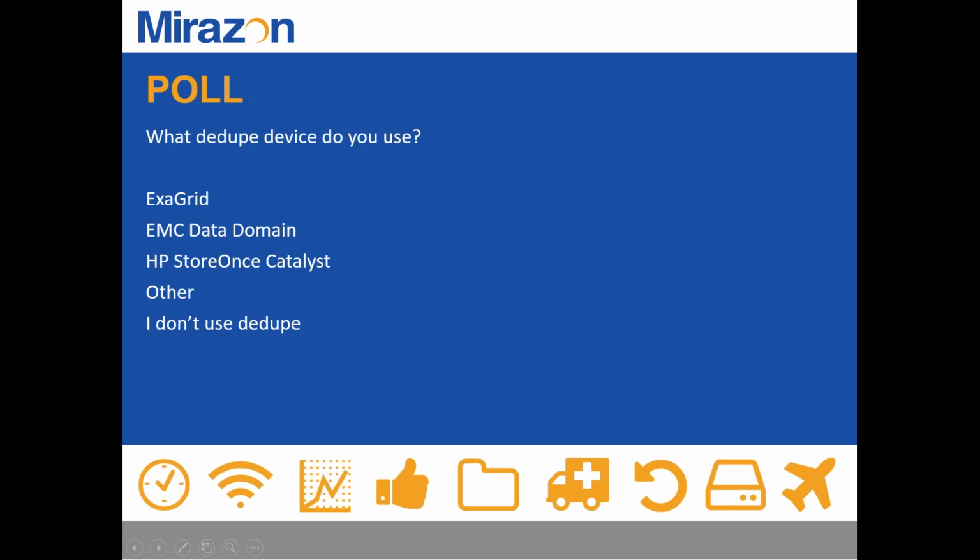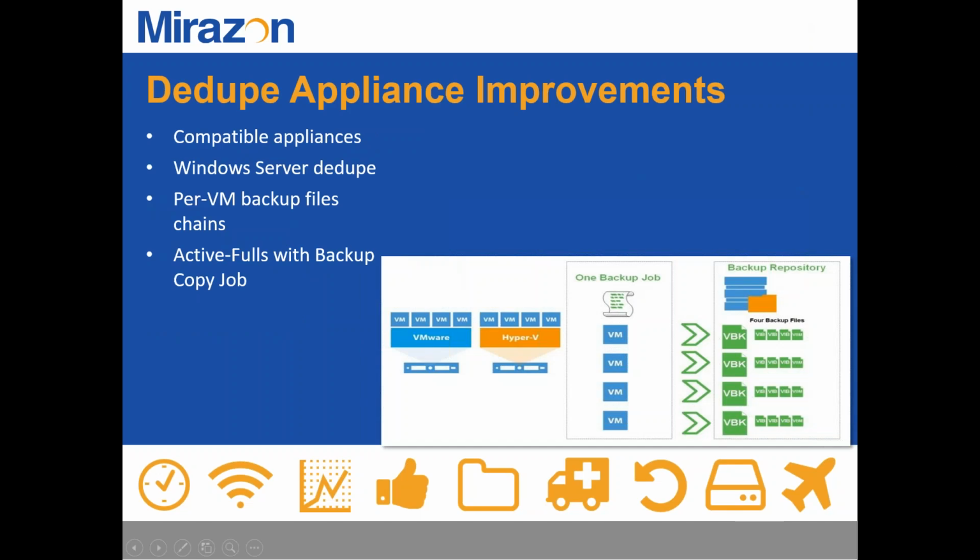I think our poll is set up. Yep, got a couple more, Barracuda. So what did Veeam do to make dedupe better? They did add some more support. I think this round, Andy, it's HP StoreOnce and HP Catalyst, which is the integration in V9. They really integrate for the dedupe appliances.